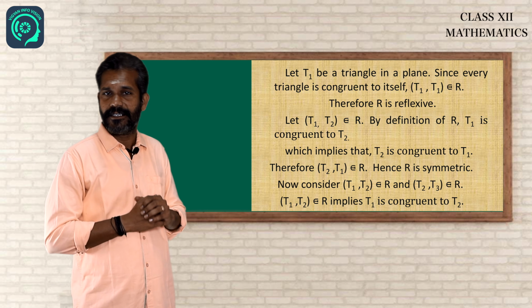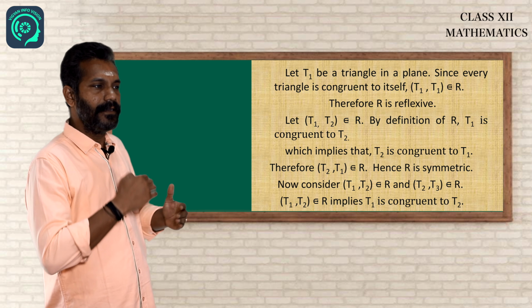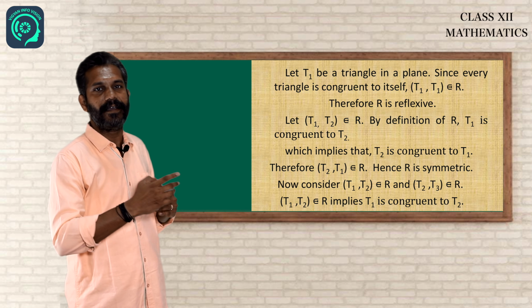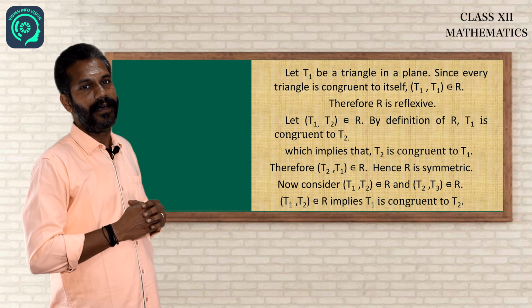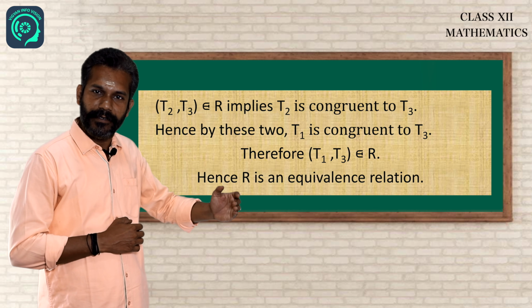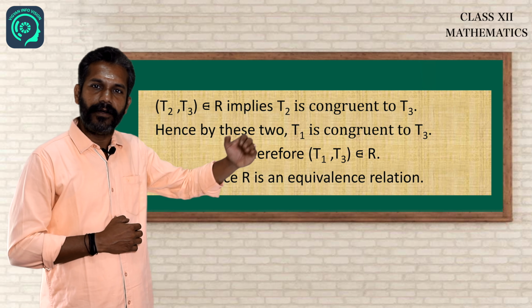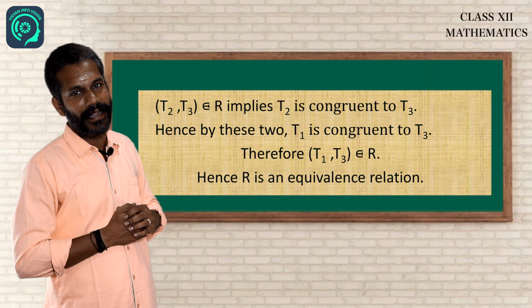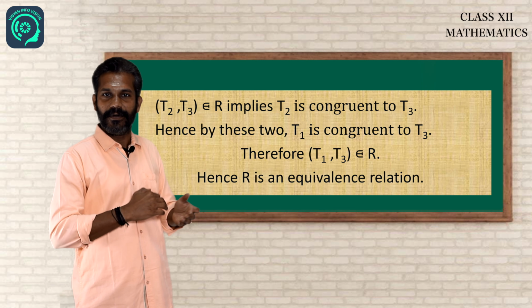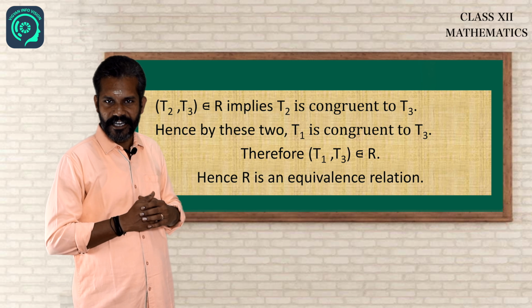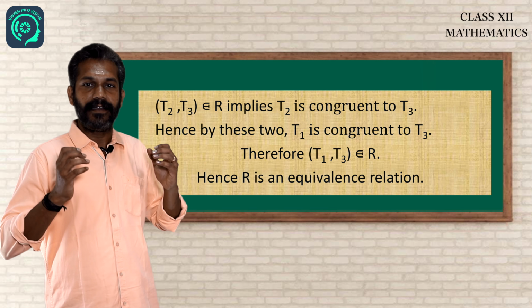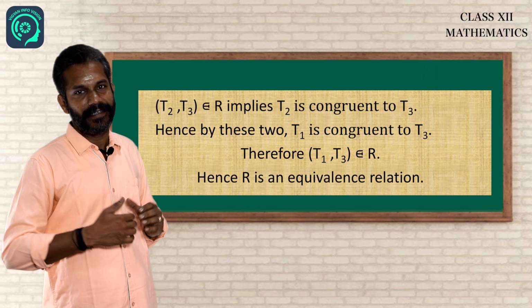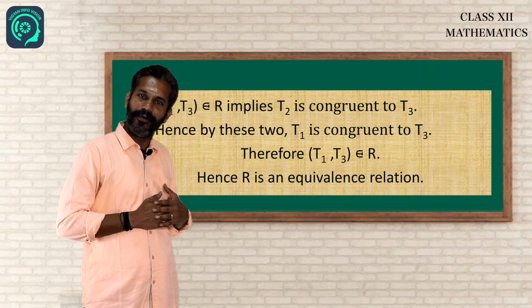Next one is transitivity. What is a transitive relation? The ordered pairs T1, T2 and T2, T3, that is, two ordered pairs, are elements of that relation capital R. That means T1 is congruent to T2 and T2 is congruent to T3. Then we say that the ordered pair T1, T3 is also an element of capital R. That means T1 is congruent to T3. That is, the relation is a transitive relation. Here capital R is a relation which is reflexive, symmetric and transitive. Then we can say that R is an equivalence relation.